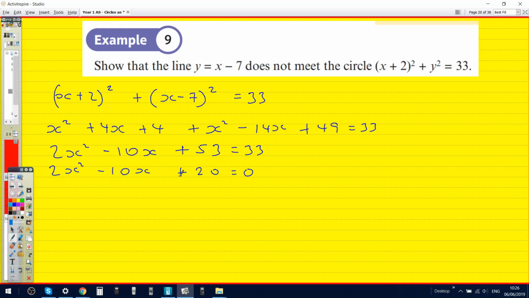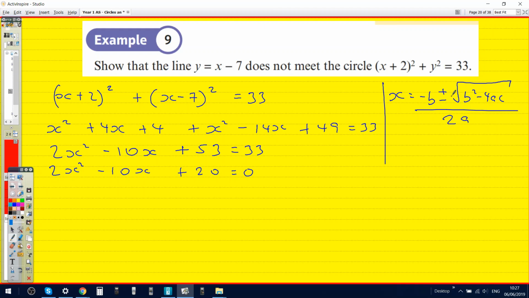I wouldn't be sure how to show that it doesn't intersect. If you put that into your solver, it won't give you any solutions. It comes from the quadratic formula. When can you not solve a quadratic using the formula? It's when the square root is negative, because you can't take the square root of a negative.